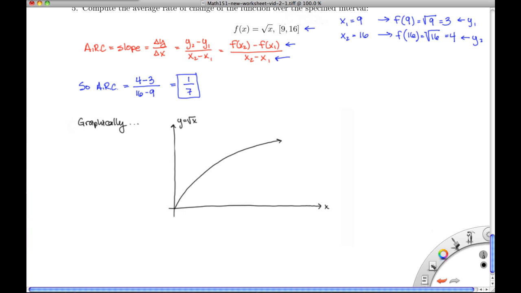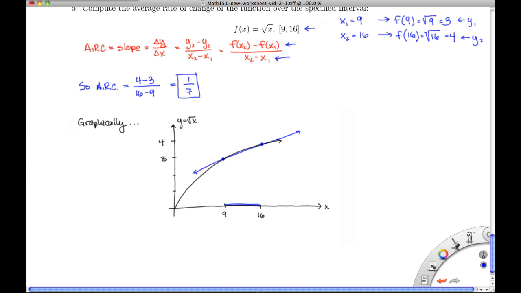And we can just go ahead and pick our points. So let's say that this is 9 and this is 16. And we know that this is going to be 3, and this point up here is going to be 4. So again, not perfectly to scale, but you get the idea. Okay, so we know that these are the 2 points that we calculated. And what we're trying to do is find the average rate of change over this interval. And the way that we did it is we essentially found the slope of a straight line that would connect these 2 known points.